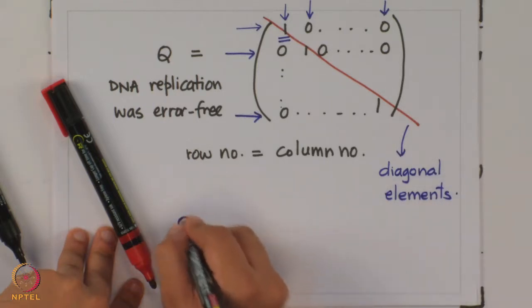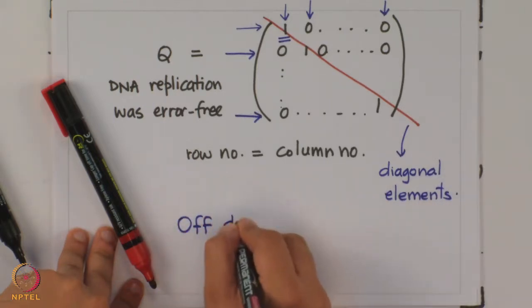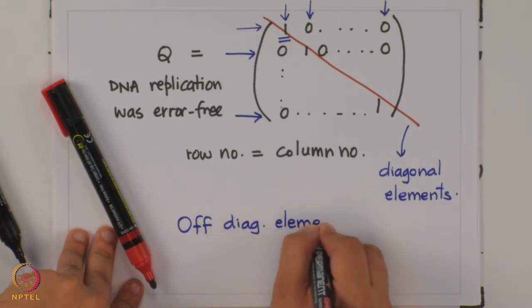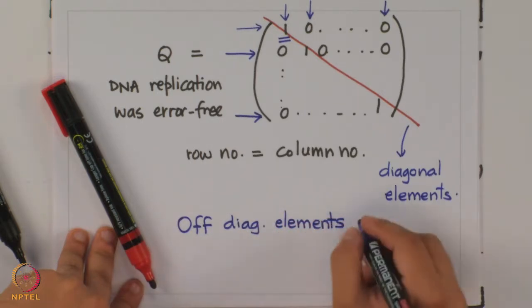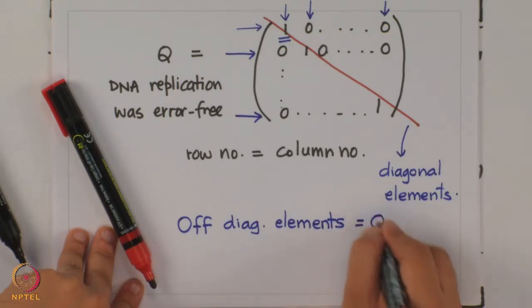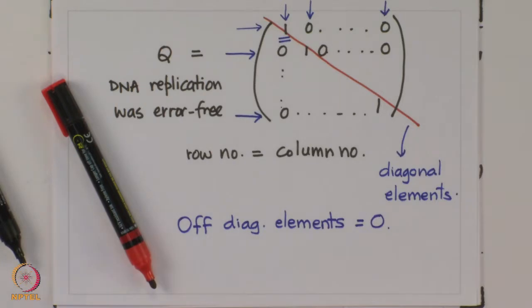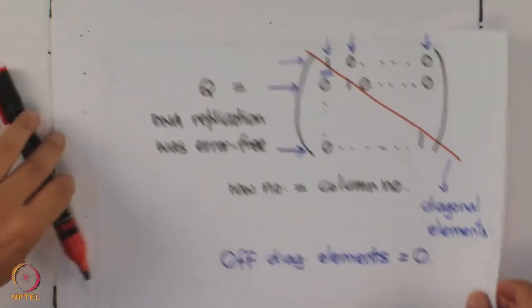And the off diagonal elements associated with this matrix are all equal to 0 if DNA replication was error free. Alright, so if replication is error free, let us visualize our system for a minute and try and understand if we can intuitively guess as to what will happen to the process as we play this forward.